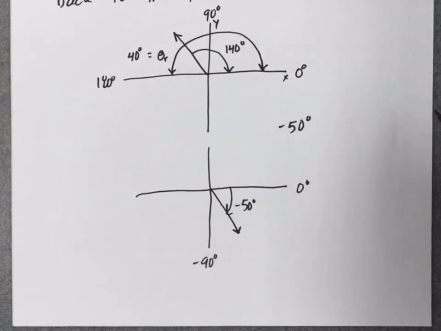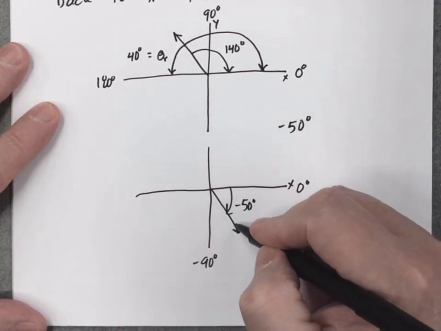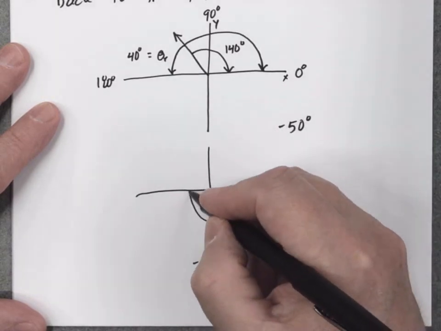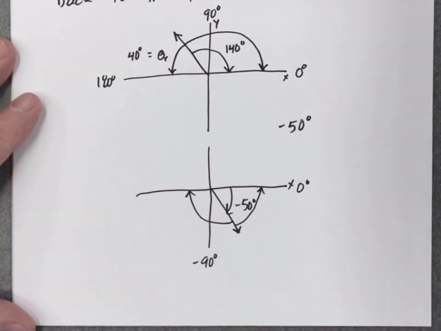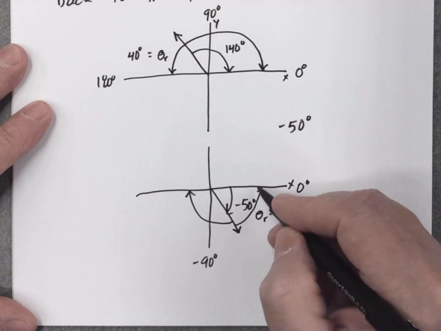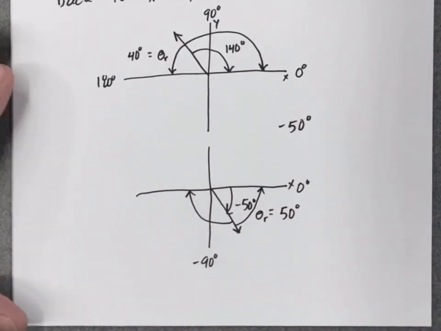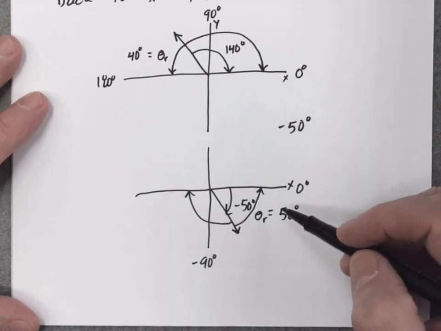So with this angle, you have two choices to get back to the x-axis. You can either go this way to the positive x-axis or this way to the negative x-axis. Well, obviously, this direction is the closest or the shortest. So this is going to be my reference angle, and this distance is 50 degrees. So the reference angle of a negative 50-degree angle is 50 degrees.